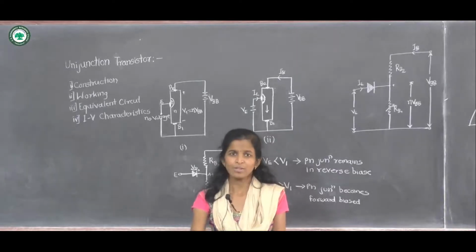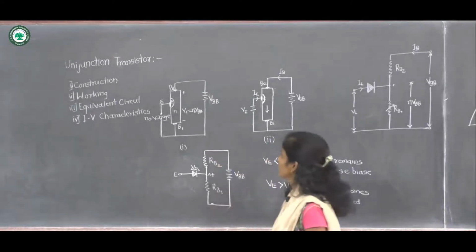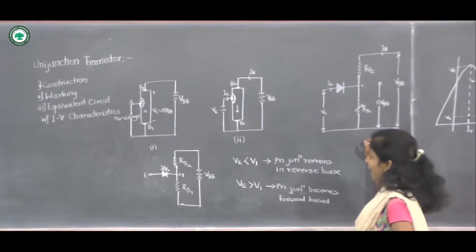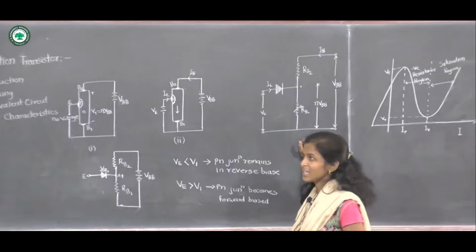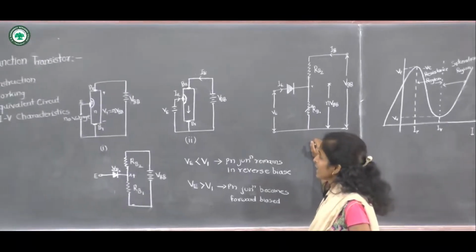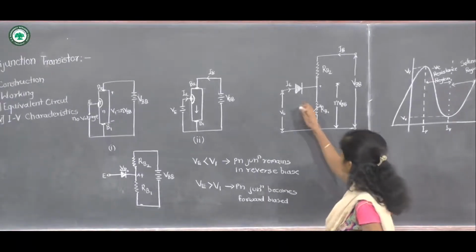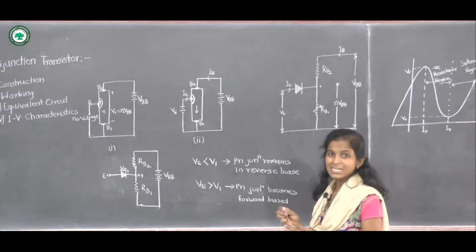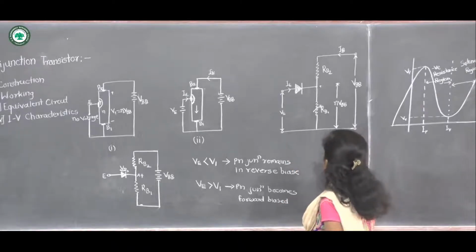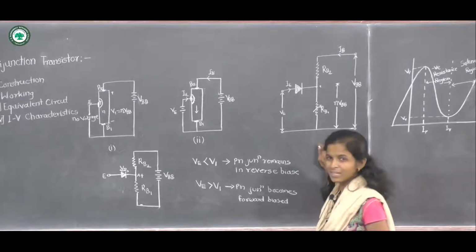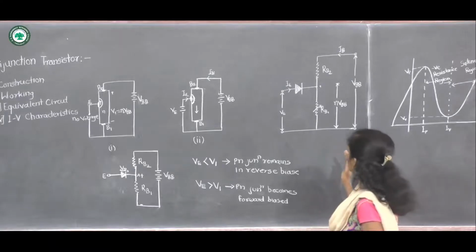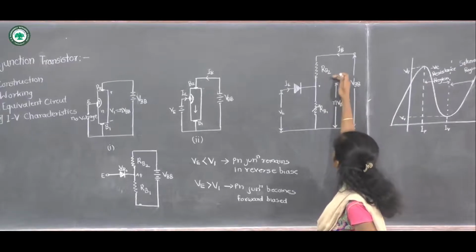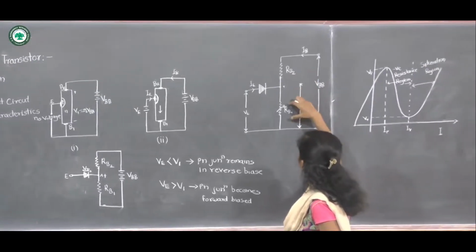So we will move towards the equivalent circuit of UJT. This is the equivalent circuit of UJT. As the unijunction transistor is a single PN junction, it is equivalent to a diode, and as the P region is near to B2, it is equivalent to a voltage divider circuit. So it will have two resistances, that is RB1 and RB2.